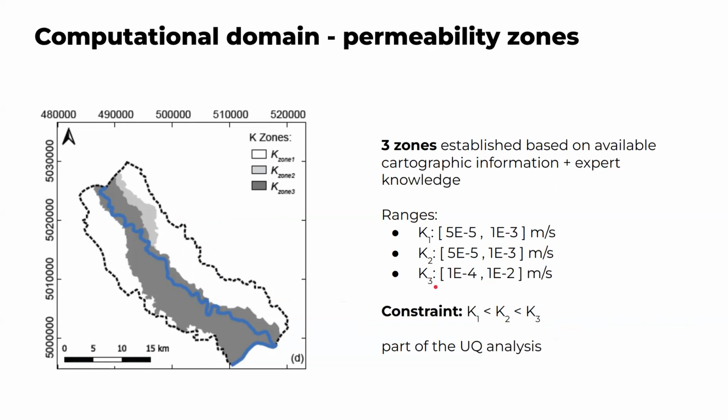So we do a Morris analysis on them. If they are relevant, we actually do inversion on them. Otherwise, we will fix them.